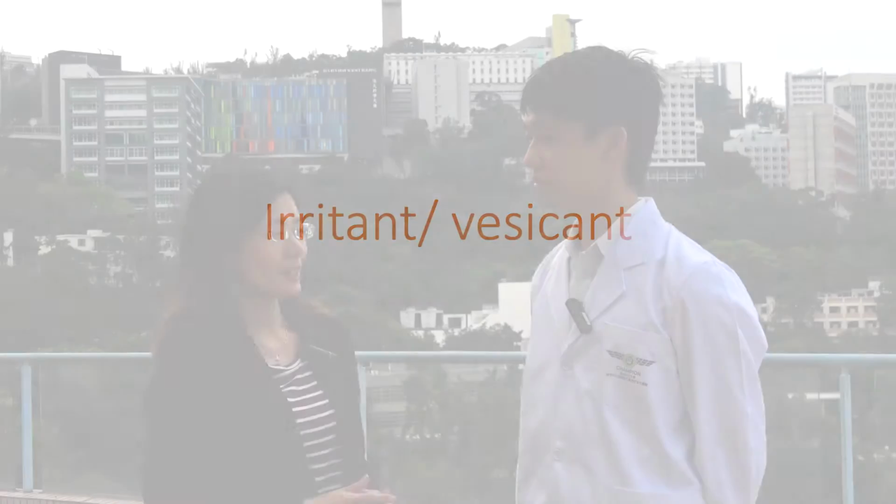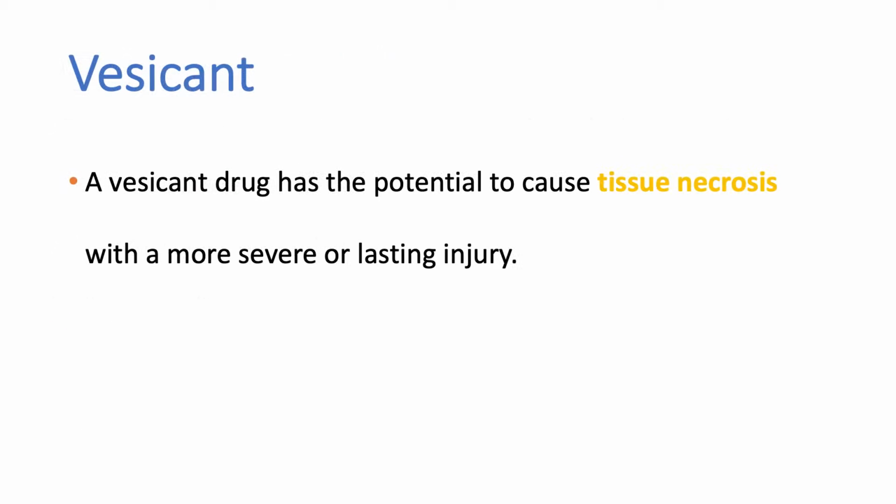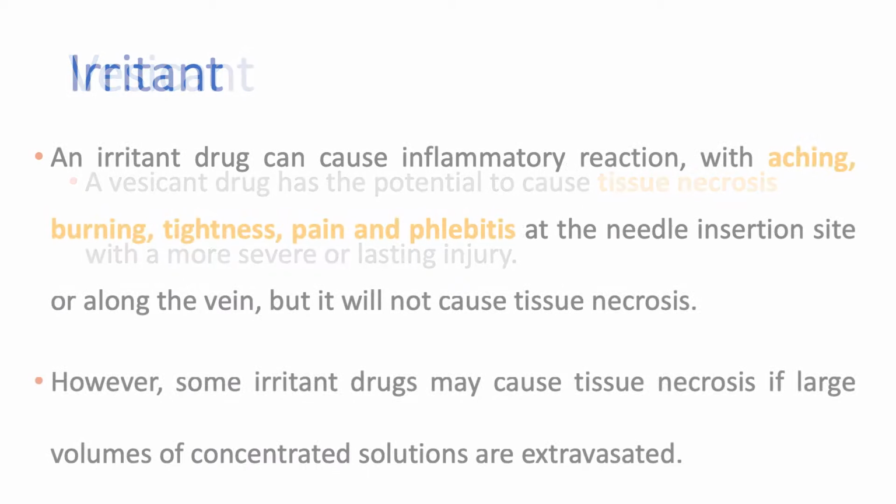Could you tell us about the classification of extravasated drugs? Extravasated drugs are classified based on their potential to cause local toxicity. They are classified into vesicants, irritants, and non-vesicants. A vesicant drug has the potential to cause tissue necrosis with a more severe and long-lasting injury.